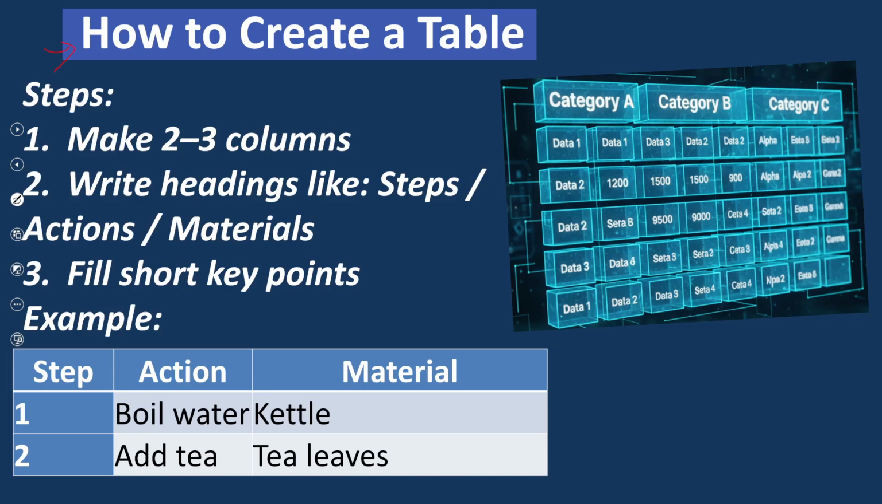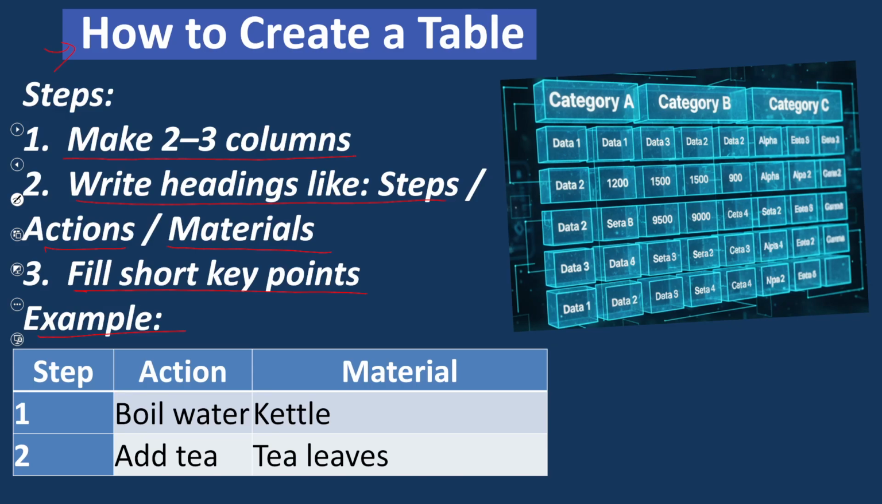How to create a table. These are the steps to create a table. Number one, make 2 to 3 columns like this. In this picture we have made so many columns. Here are the big 3 columns on the upper lane. Number two, write headings like steps, actions, materials. And number three, fill in short key points.